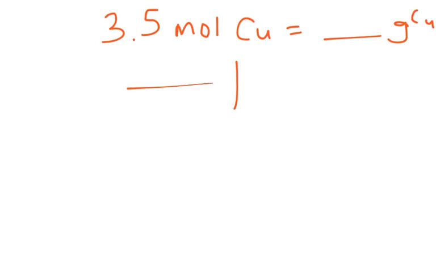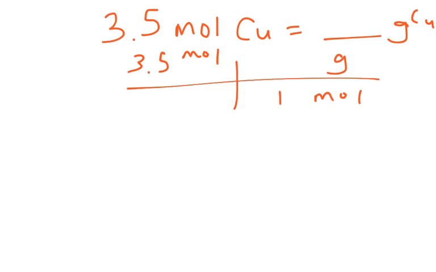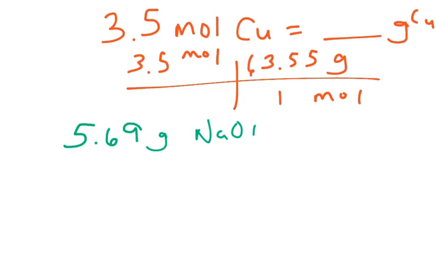So 3.5 moles of copper is equal to how many grams of copper? Nice and easy. 3.5 moles up here, carry my moles down there so that they cancel. Grams is here. 1 mole is equal to the number of grams off the periodic table, which happens to be 63.55. Easy.